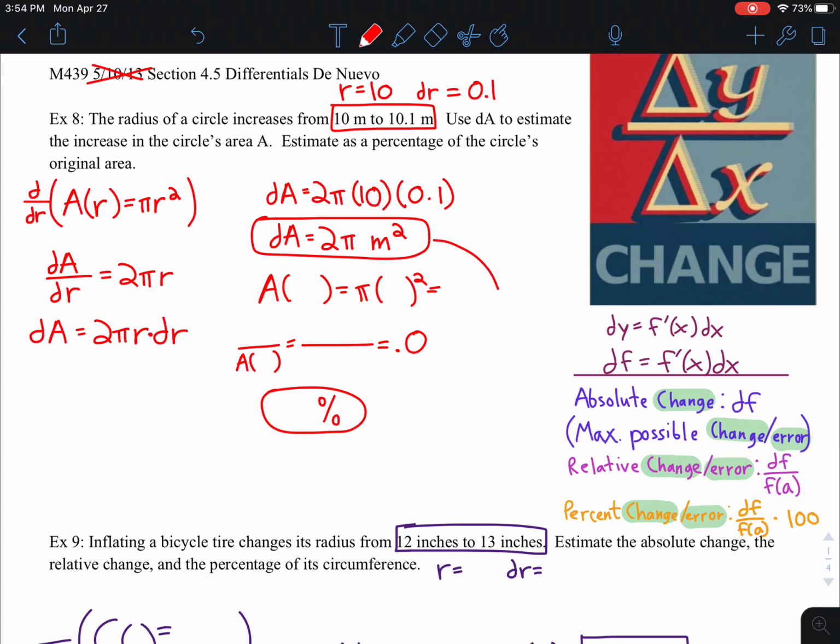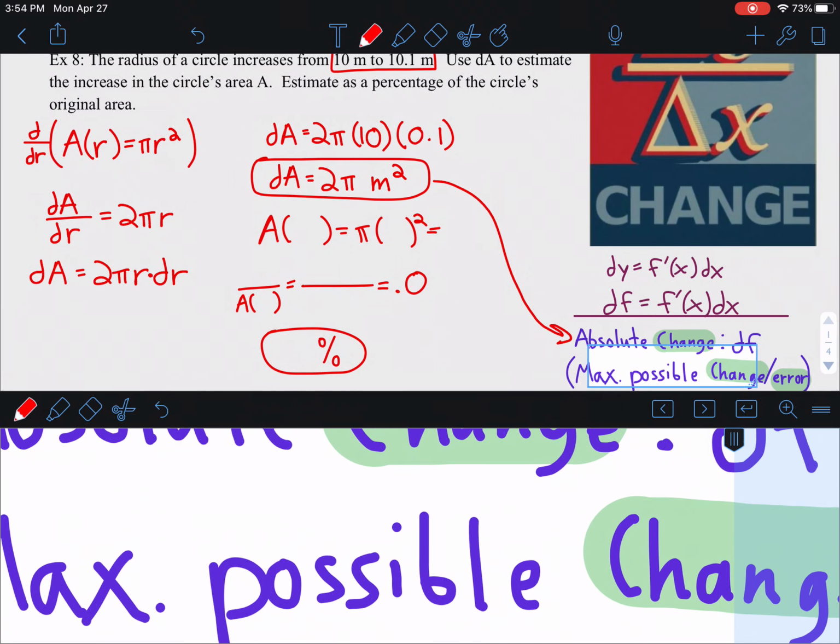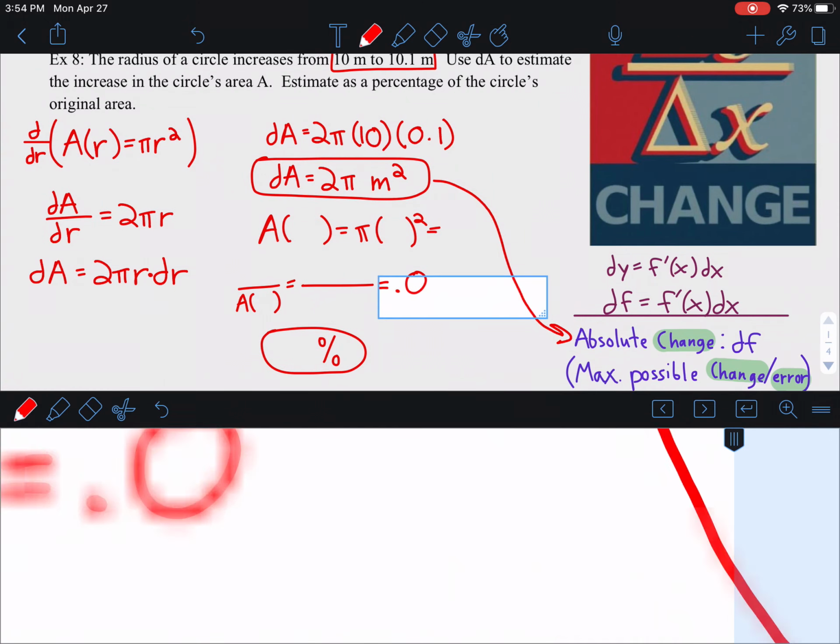And so this right here, we could call this a few things. We could call this the differential dA like we just did. We could call this the absolute change in the area. A way of thinking about absolute change, like why it's worded like that, is this is saying at most, what is the biggest possible change? What is the absolute biggest possible change the area could have? And that's going to be 2 pi meters squared. That's also why we call it the maximum possible change or maximum possible error.